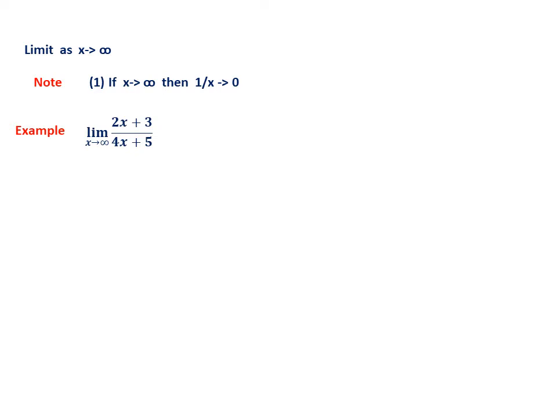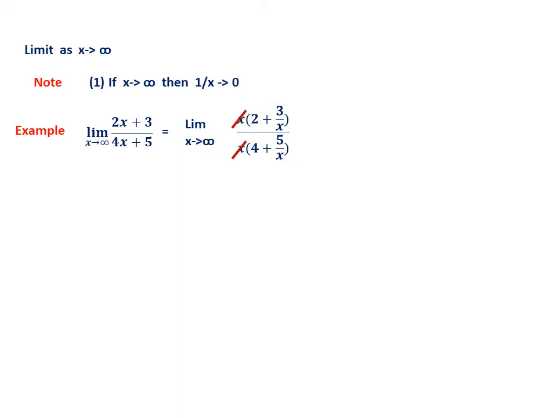Let us take, for example, 2x plus 3 divided by 4x plus 5 as x tends to infinity. Here also, you cannot directly substitute because it is infinity by infinity form. It is once again indeterminate. So what you have to do here is take x outside from numerator and denominator. This is the first thing. Suppose f of x and g of x are quadratic. You have to take x square outside. Suppose it is cubic. You have to take x cube outside, like that. So this is the procedure.